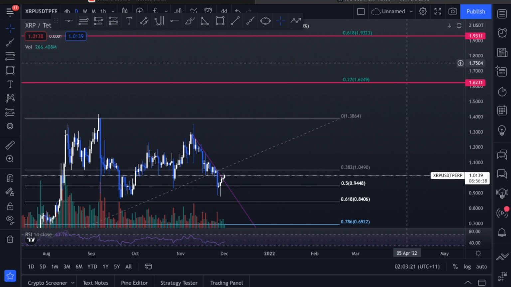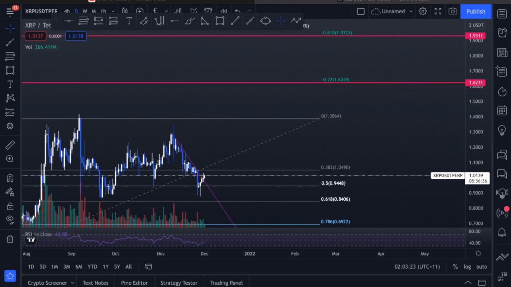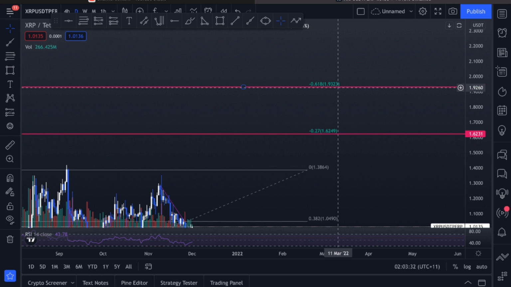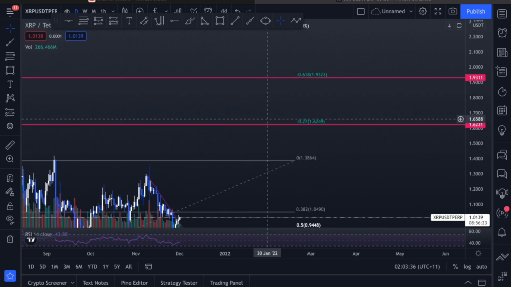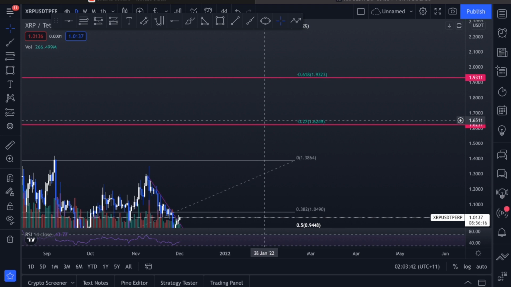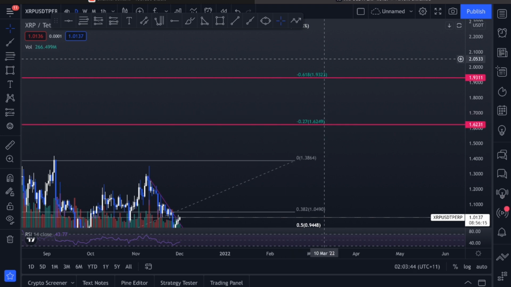So the first take profit that we're going to have is 1.6231 based on the Fibonacci. The next leg up XRP is going to take, and then the final take profit that we're going to have is 1.9323. Now, once 0.618 is met, we should be seeing a nice pullback again to the 0.27 extension of the Fibonacci, which is 1.6249, and that is essentially where you want to be buying back in for the next leg up that we're going to have in this bull cycle, okay?